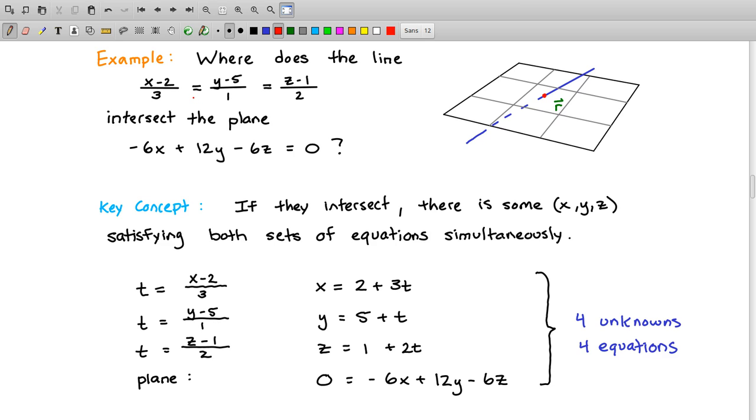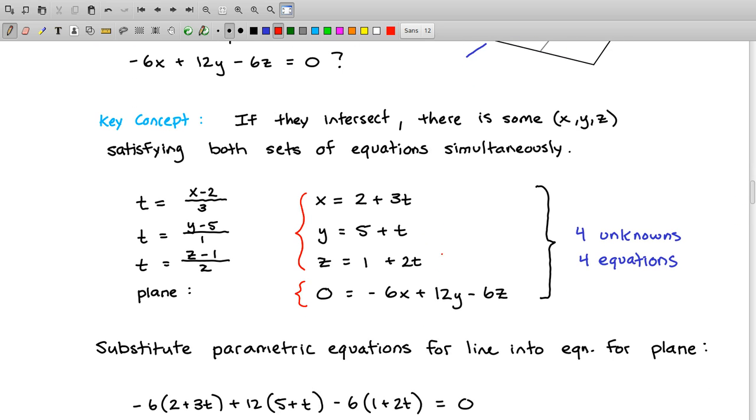So to convert back to parametric form, we can set each of these 3 expressions equal to t. t equals (x minus 2) over 3. That gives us x equals 2 plus 3t. The second expression gives us y equals 5 plus t, and the third expression gives us z equals 1 plus 2t. So these equations must be true if we're on the line. And if we're on the plane, this equation must be true. So to be in both, we must satisfy all four equations at the same time.